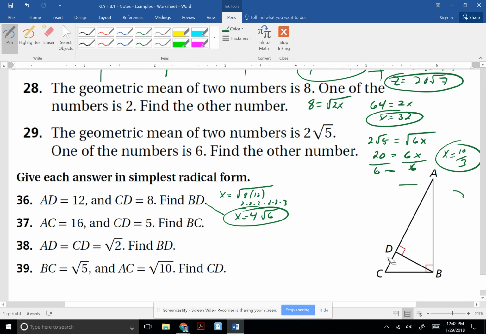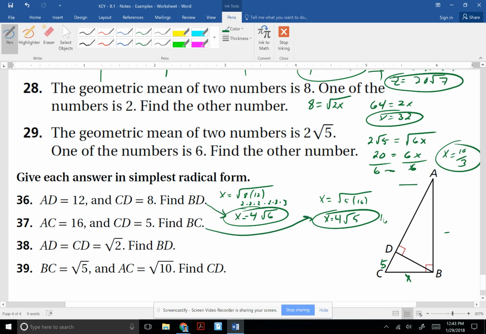So you can probably look at these. All right, so we get AC, the whole hypotenuse, is 16, and CD is 5. So we want to find BC. Okay, so we know that this is going to be what I marked as x. The leg is going to be the geometric mean of the piece closest to it, 5, and the whole hypotenuse, 16. It's going to be 4 radical 5. It's going to be this one.